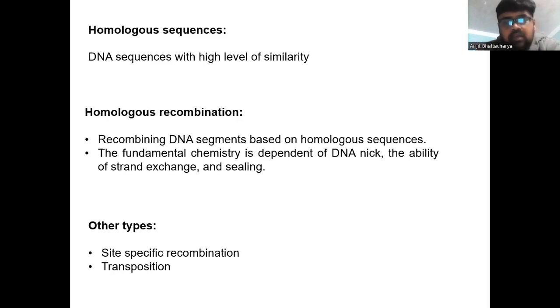So the fundamental chemistry of homologous recombination is dependent on, of course, homology, but if you look into the process, it's basically nicking of a DNA, then exchange of one strand between two DNA molecules, and subsequently branch migration and resolution and sealing of the nicks that are there. So we will get into the process, its intricacies and other details, when we discuss it. We will get a better look at all of these processes.